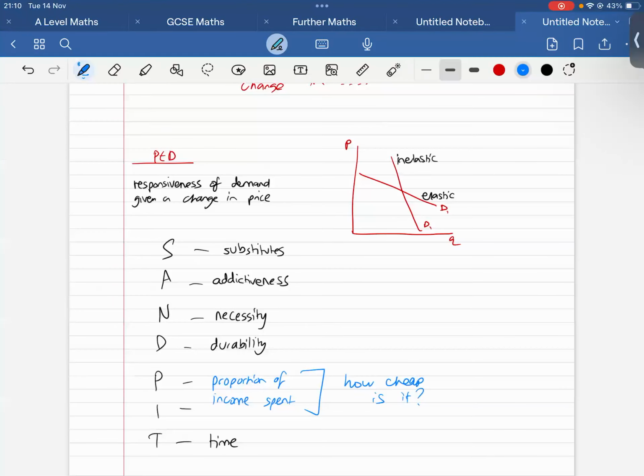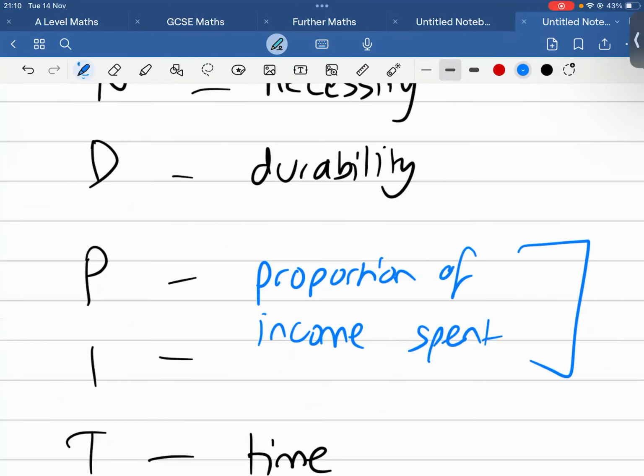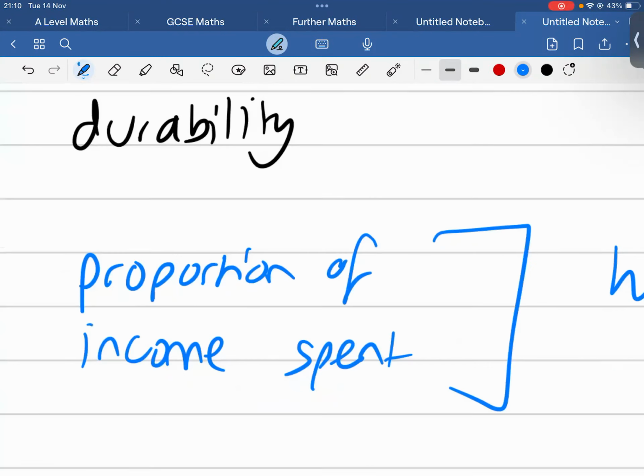You know the I is that income spent, right? It buys one thing, so it's just like a bit of a cheat for the word. But that counts as one factor, not two.